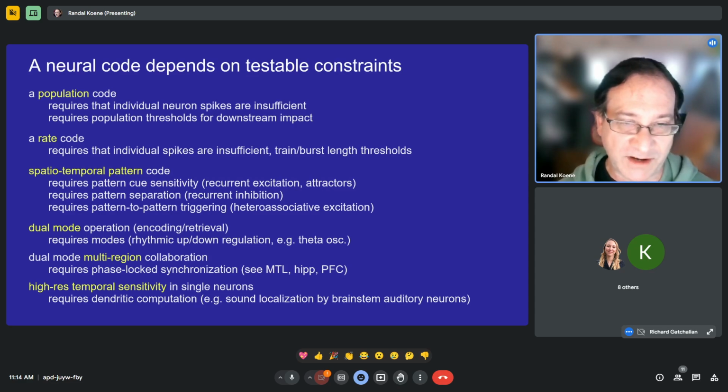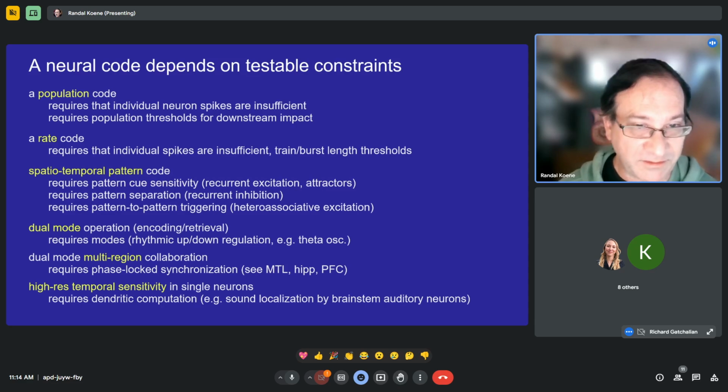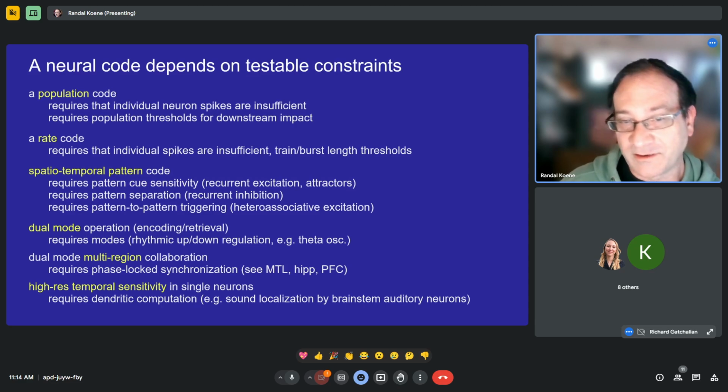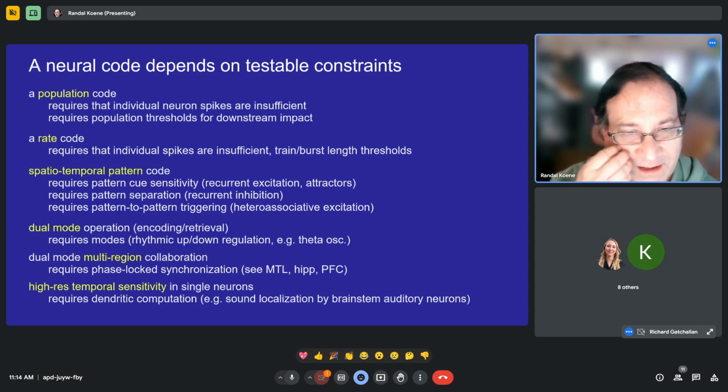A code that relies on spatiotemporal patterns of activity will depend on some minimum cue size to achieve activation of an attractor, if attractors are involved, if you've got recurrence in there. And most often it will also need temporal spacing to discriminate between successive patterns, which, for instance, recurrent inhibition can provide. And it may also require that heteroassociative strengthened connections enable a useful succession of patterns of activation.